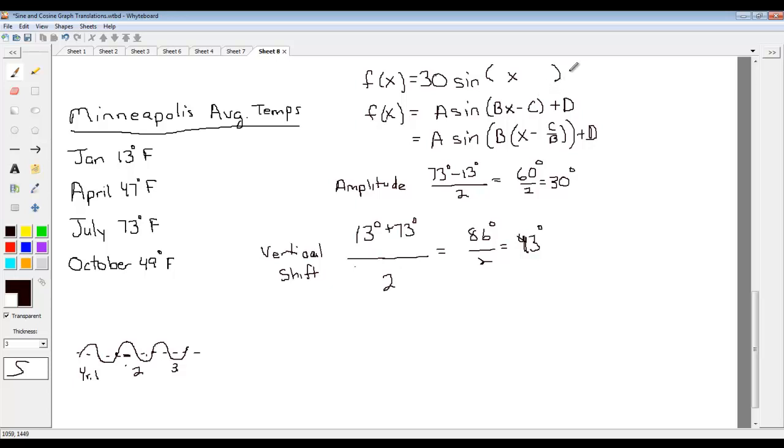So we're going to add a 43 on the end here for the vertical shift. I'm going to shift up 43. So the temperatures oscillate around 43 degrees, which if you think about it, your low is 13, your high is 73, and then in between April and October it's 47 and 49. That's not too far off from 43. So as you're moving up from the winter into the summer, halfway temperature is going to be around 43. As you're moving down from the summer into the winter, halfway temperature is going to be 43 as you're moving up and down. So it's going to oscillate around the 43 rather than 0. So you got plus 43 right there.